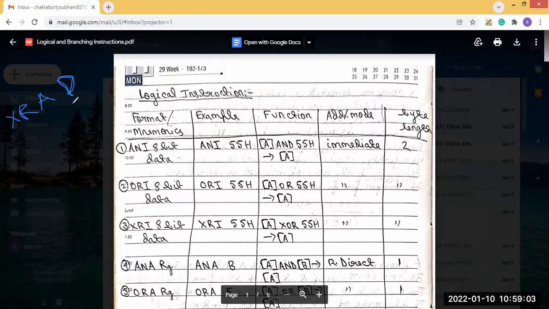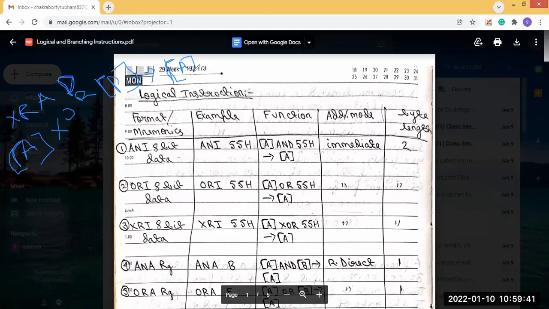So we are performing the XOR operation between register D and the accumulator, and it is stored in the accumulator. That means this will be the accumulator XOR D, and it will be stored into the accumulator again.